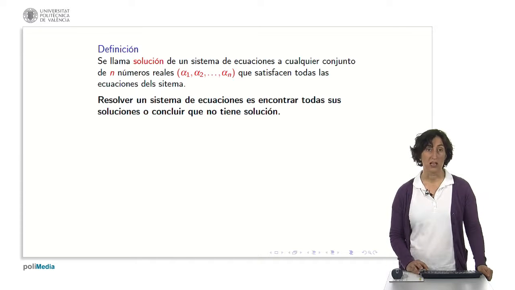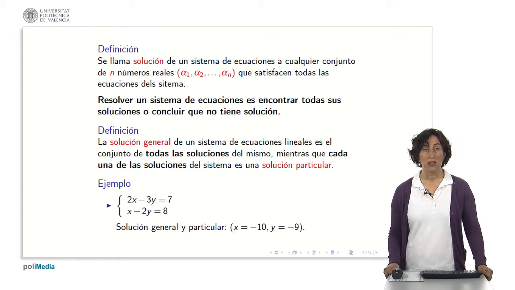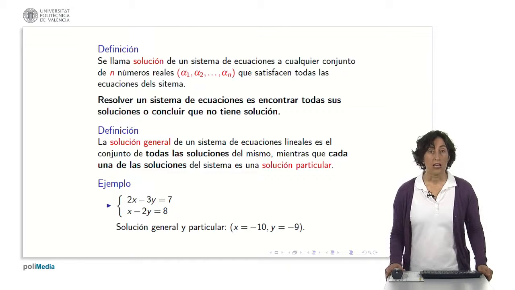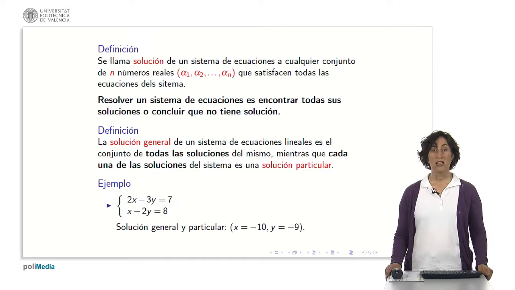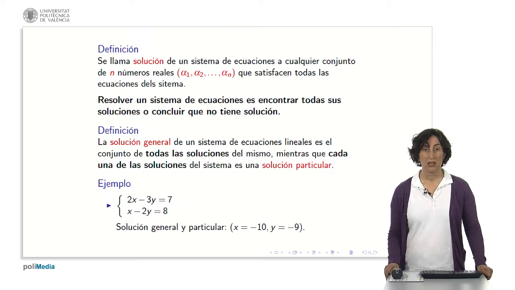So solving a system will be finding all its solutions or determining that it does not have a solution. As happened in linear equations, it may be that a system has infinite solutions, it may have a single solution, or it may not have any. So, we are going to talk about a general solution of a system of linear equations as the set of all possible solutions of the same, while each of the solutions will be called a particular solution. Exactly the same concept as in linear equations.